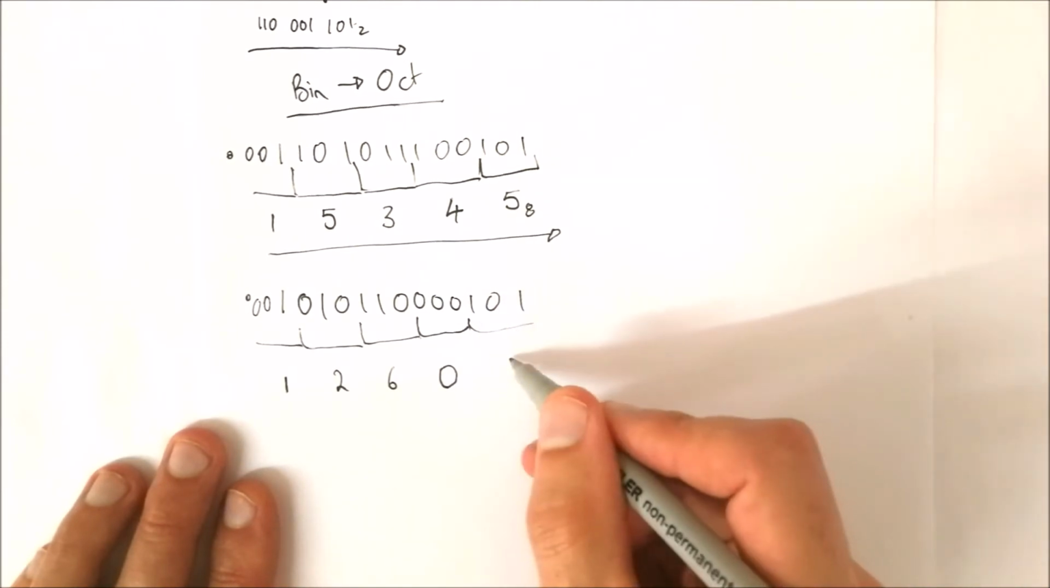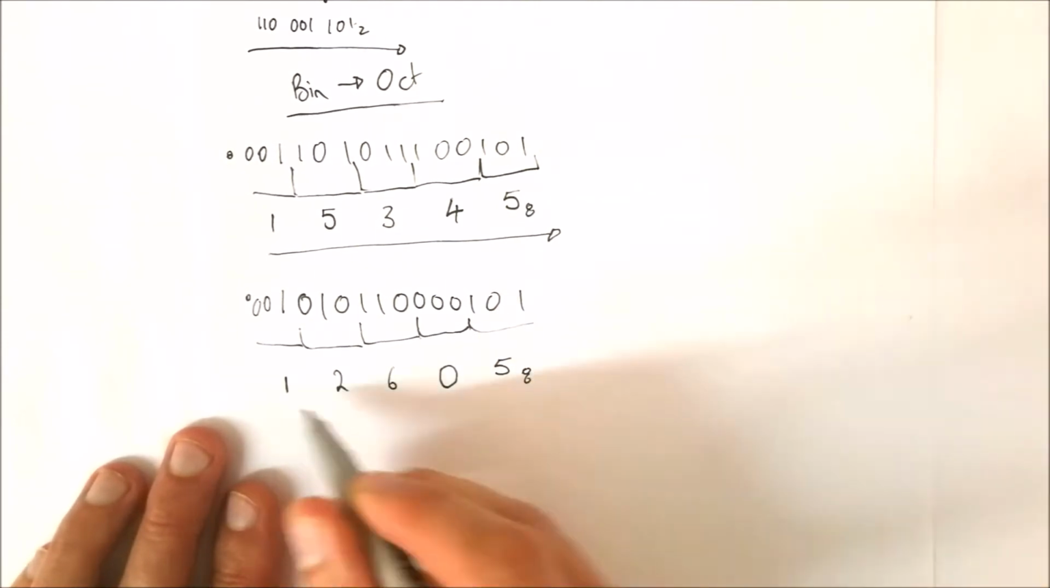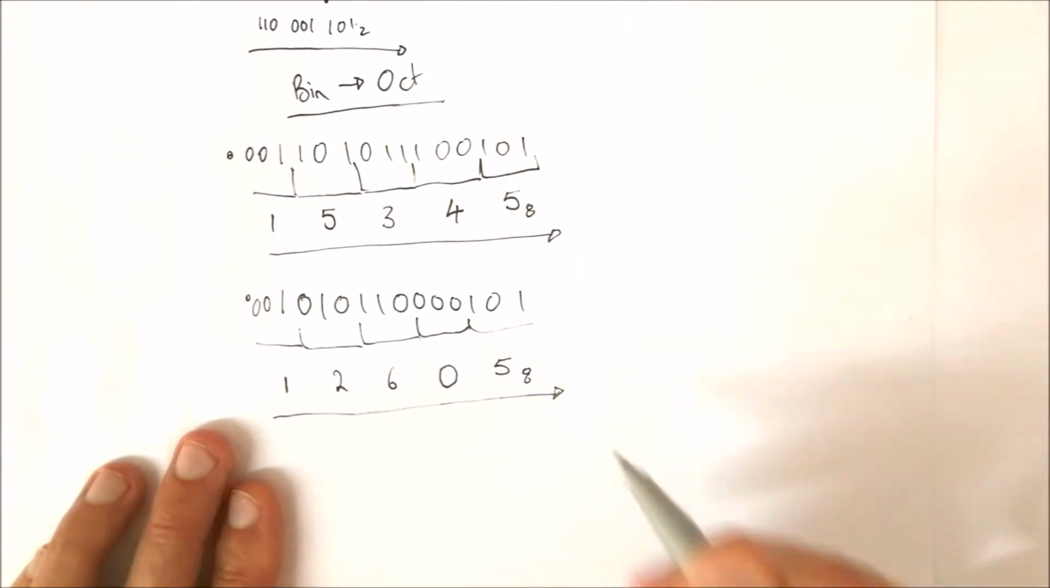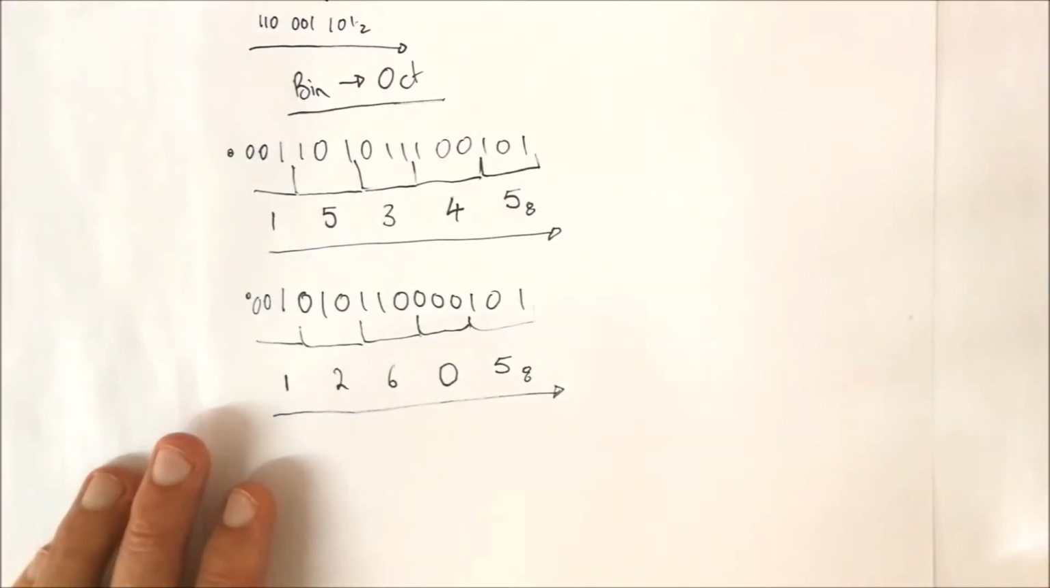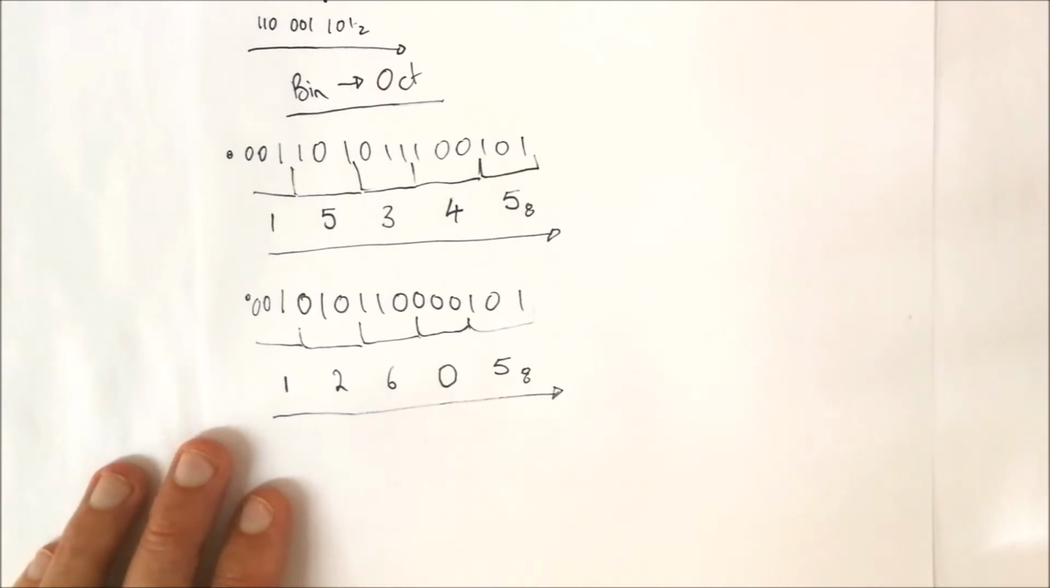101 is 4 plus 1, which is equal to 5. And that is your final answer. So it's very much straightforward to do.